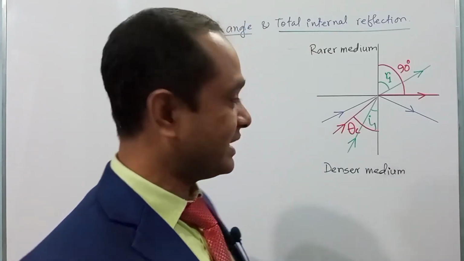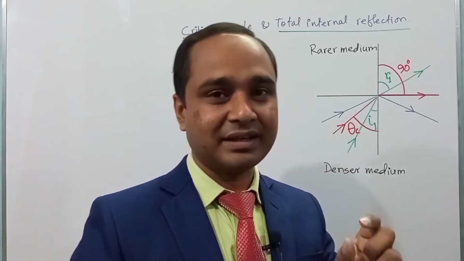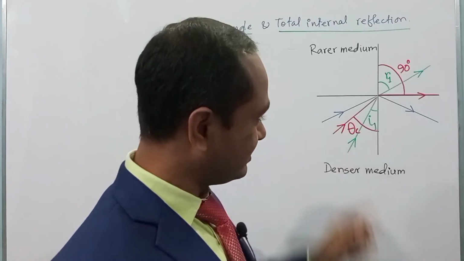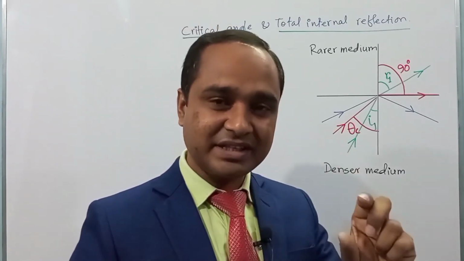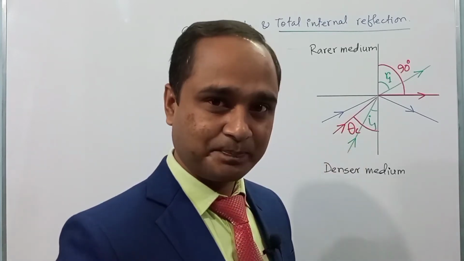So in that case, the angle in the denser medium will be known as the critical angle between the two media. This is called the critical angle between the two media, which is denoted by theta c.